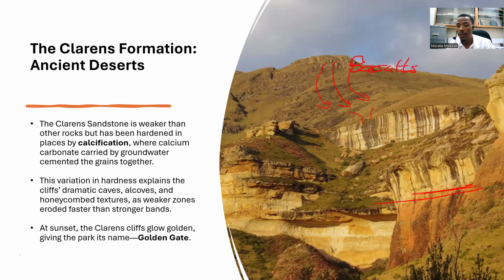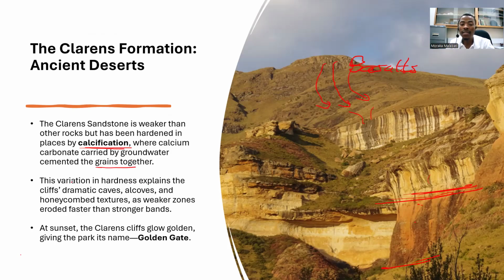Here you can clearly see the Elliot and the Clarence, and they have a clear contact here. As this river keeps cutting down, you'll be able to see the rocks of the Molteno as well. That's why the Molteno on this side is evident within the rivers. The Clarence sandstone is weaker than the other rocks, but has been hardened in places by calcification, which I will show you in a moment, where calcium carbonate carried by groundwater cemented the grains together.